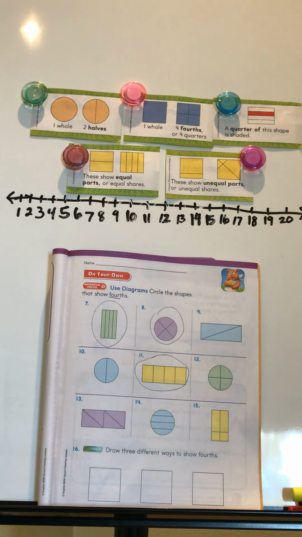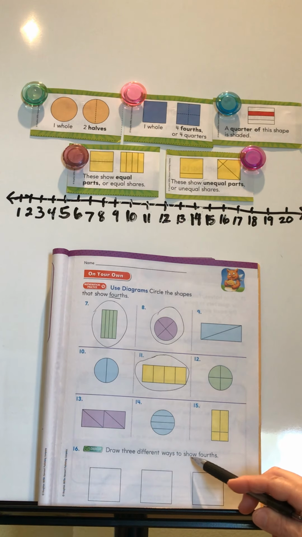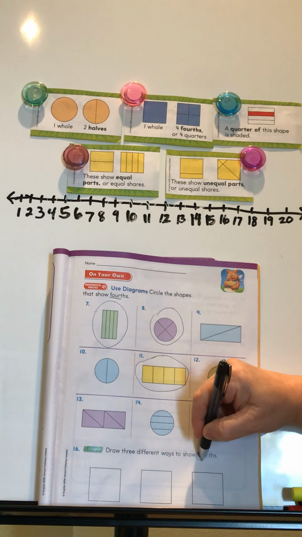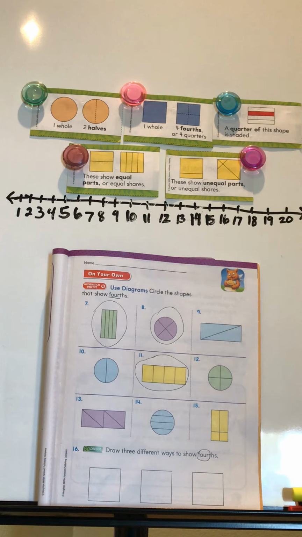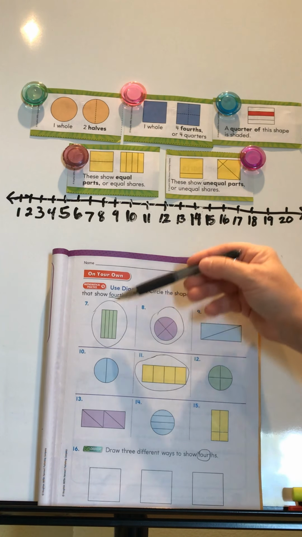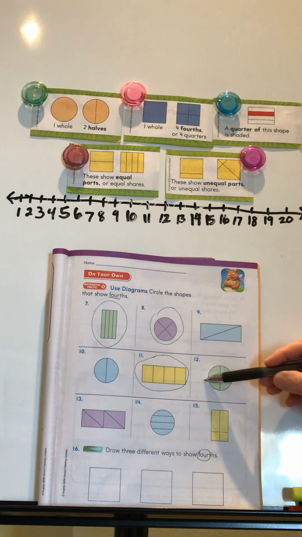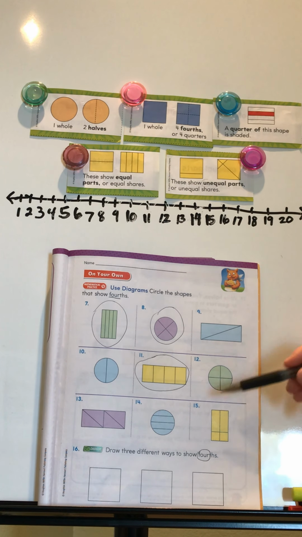Okay, and then I want you to look at number 12, 13, 14, 15. Circle the ones that have 4 parts and all of them are the same size. I see 2 that are the same and 2 that are not. Okay, and number 16, we're going to draw 3 different ways to show fourths. Okay, so remember, fourths means 4 equal parts. So one way we could draw it is we could do the lines going down, like that. Okay, one way we could do it is lines going across, right, like this.